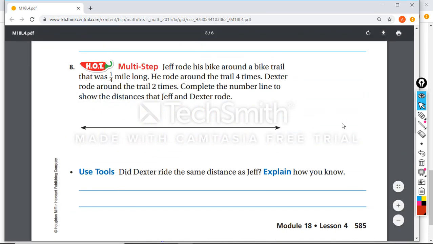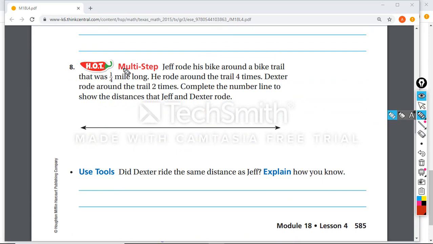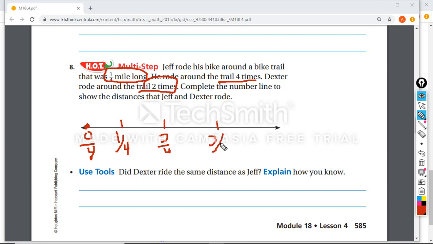Okay, Jeff rode his bike around a bike trail that was 1/4 mile long. He rode around the trail 4 times. Dexter rode around the trail 2 times. Complete the number line to show the distance that Jeff and Dexter rode. Okay, so we start here. And how long is it? It's 1/4 mile. So this one is 0/4. That's 1/4. That's 2/4. That's 3/4.